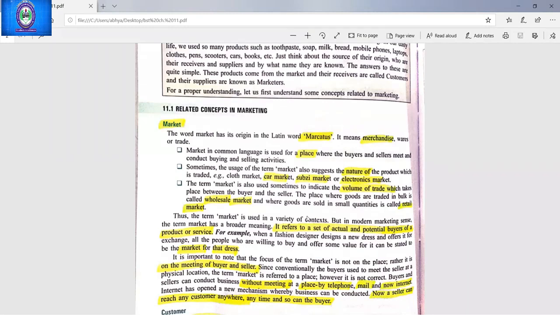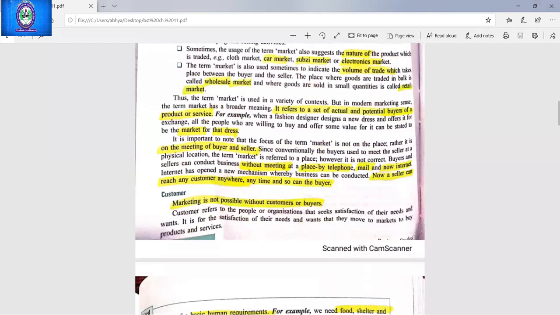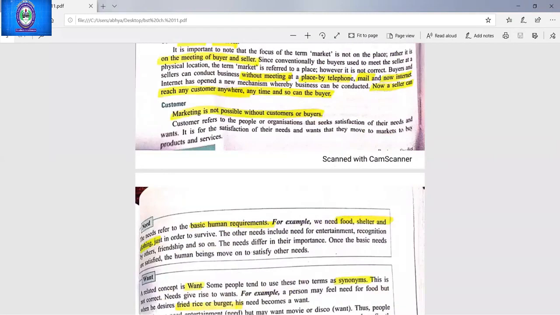Okay, students. So in the modern concept, market need not be a place. It is a set of potential and actual buyers. Now the second important key term is customer. So who is a customer? A customer is the person who is buying goods to satisfy his needs or wants.